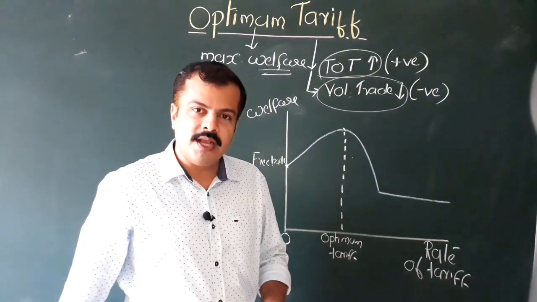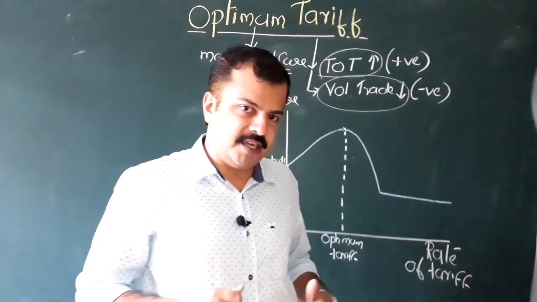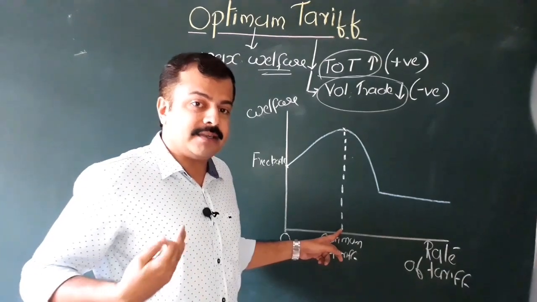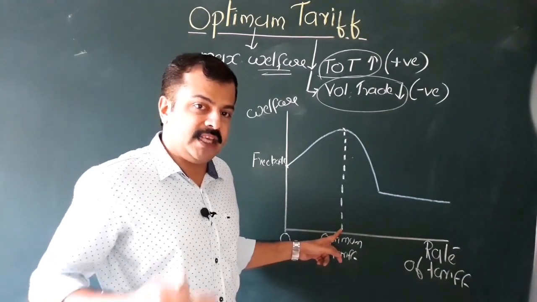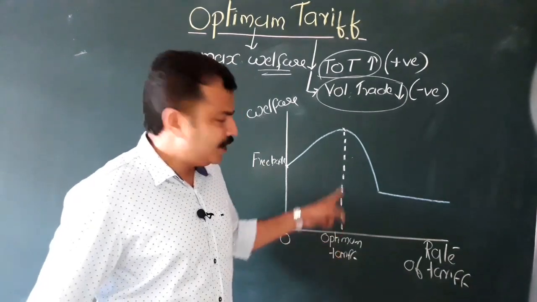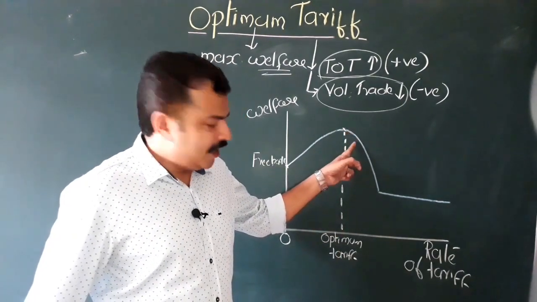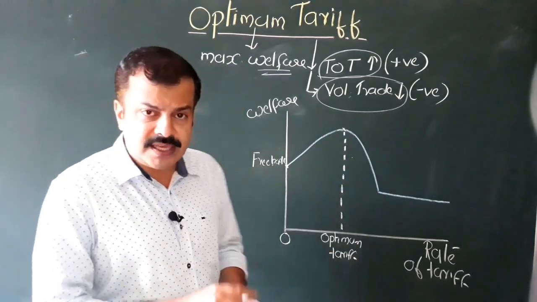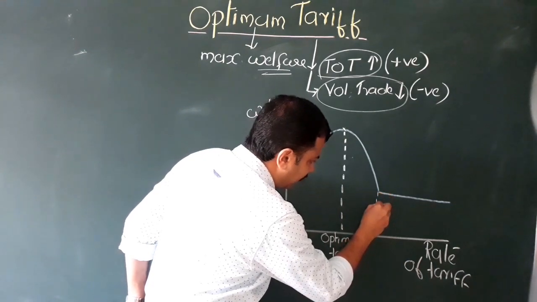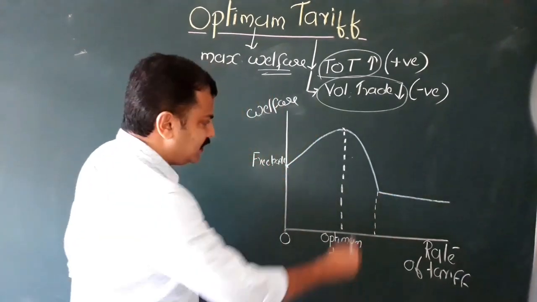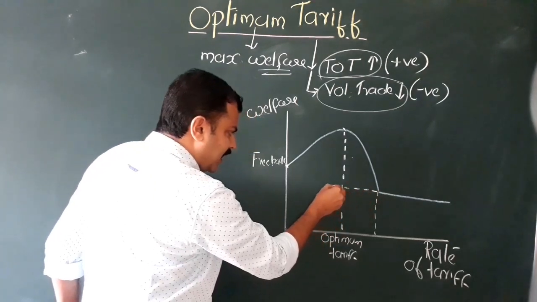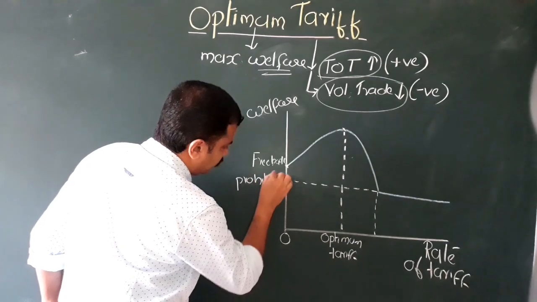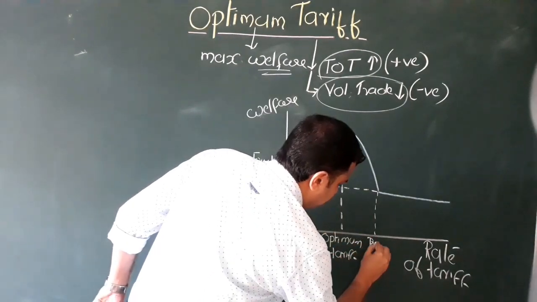See? So, if this country starts again to raise the rate of tariff even after reaching the optimum tariff, you see here welfare will decline. Welfare will decline, and at one particular point the rate of tariff is so high that it reaches what we call a prohibitive tariff. This is known as the prohibitive tariff.